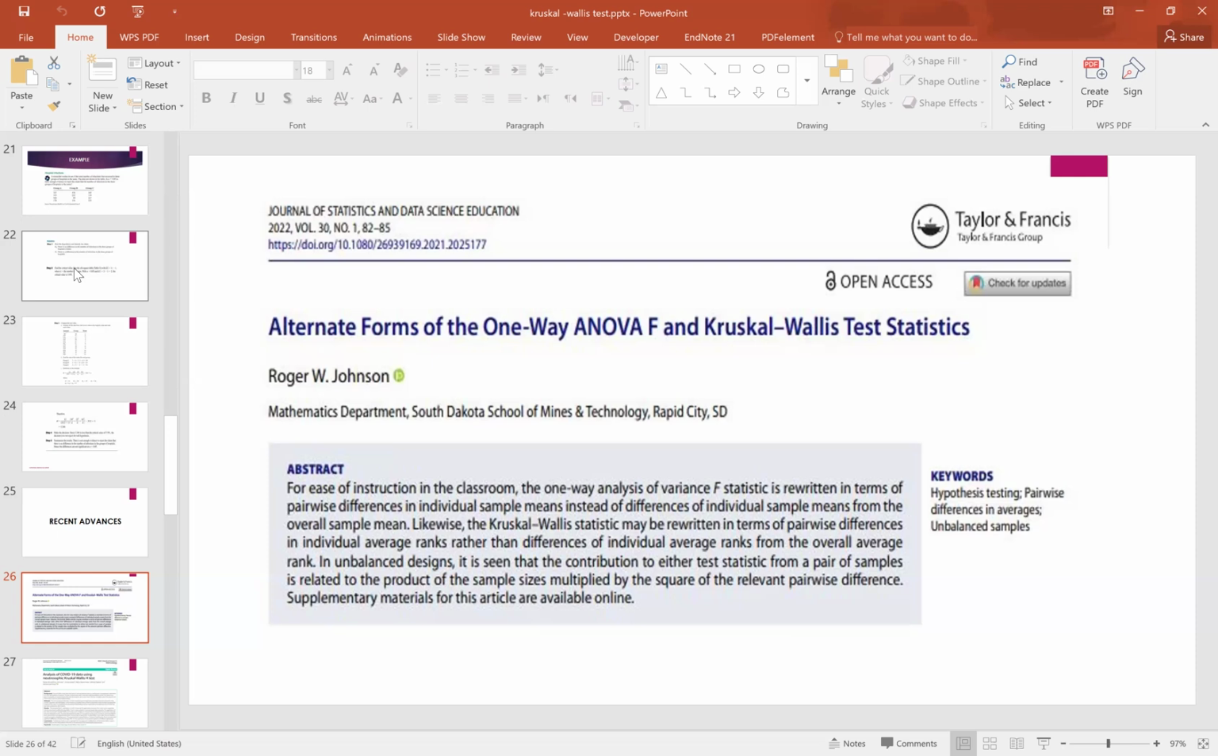In the unbalanced design, it is seen that the contribution to either test statistic from a pair of samples is related to the product of the sample size multiplied by the square of the relevant pairwise difference. Supplementary material of the article is available online.